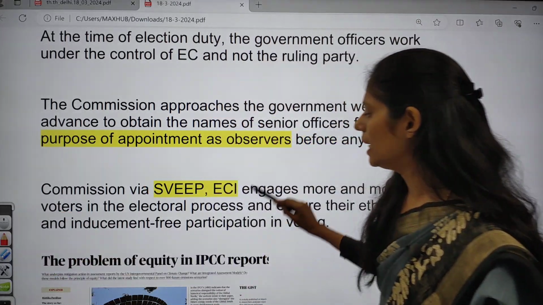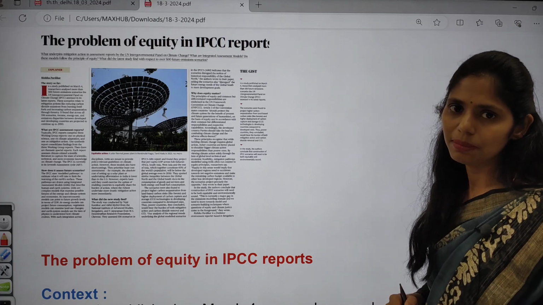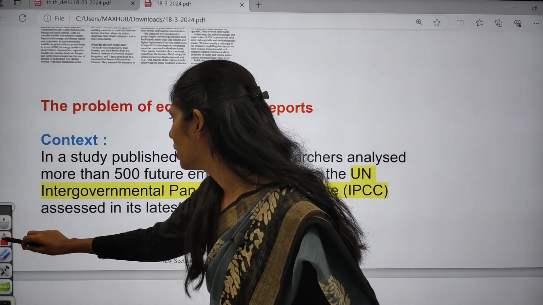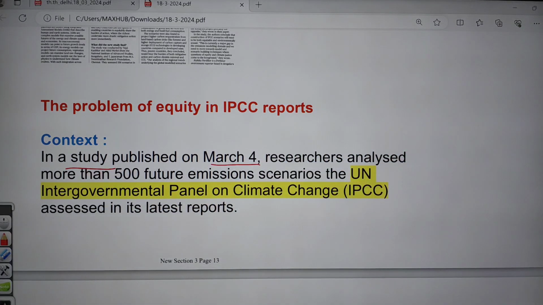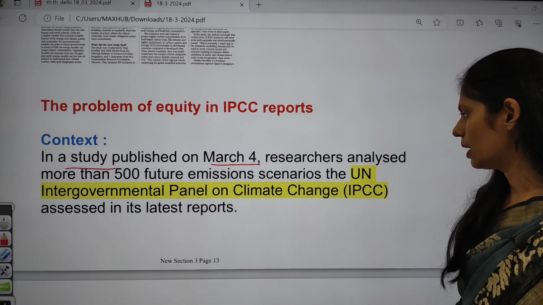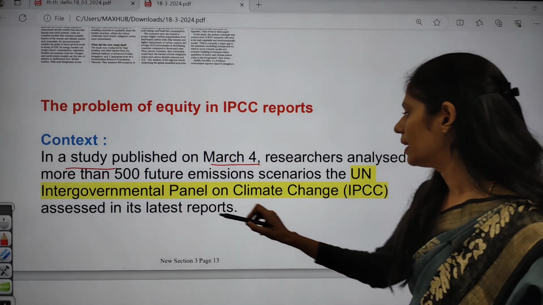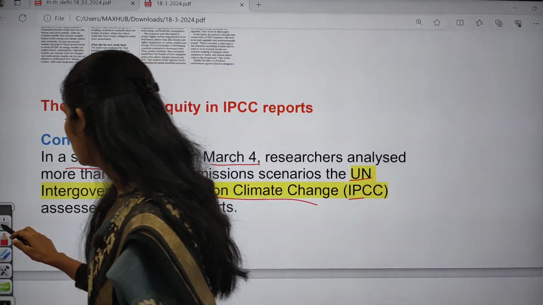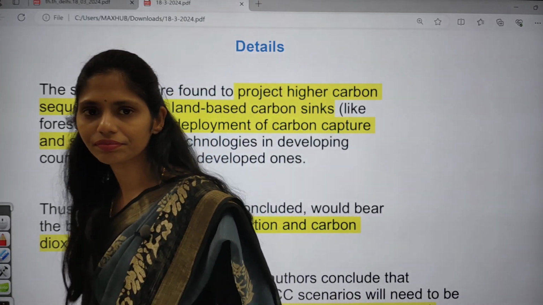And now let us see other important articles. The first one is the problem of equity in the IPCC report. If we are talking about this IPCC report, in a study published on March 4th, researchers analyzed more than 500 future emission scenarios. The United Nations Intergovernmental Panel on Climate Change, that is the IPCC, came up with this recent report. Now this report is saying that yes, there is a problem of equity.